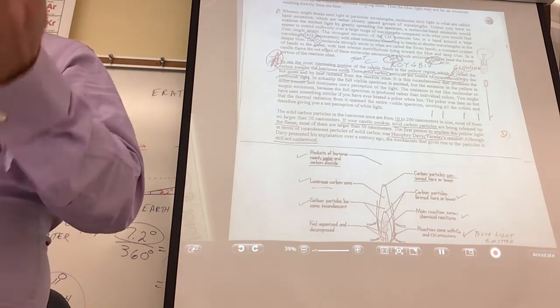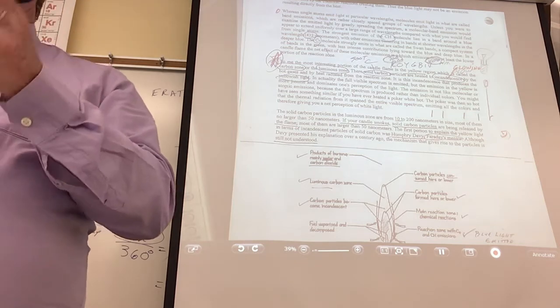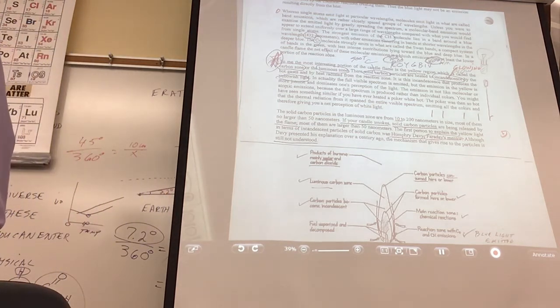Incandesce. It incandesces, doesn't it? It actually glows. Believe it or not, that's why you see the flame. You see the flame because bits of carbon are glowing.